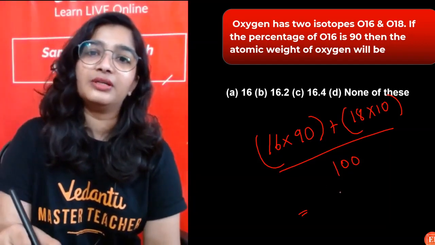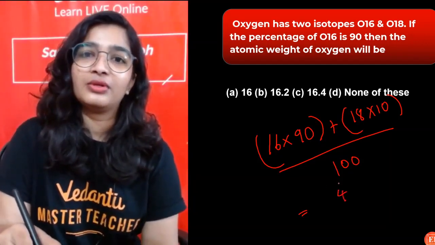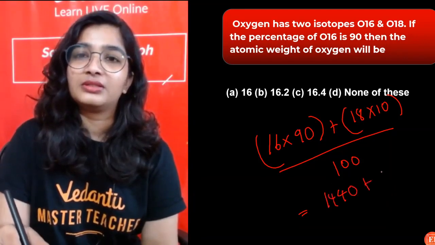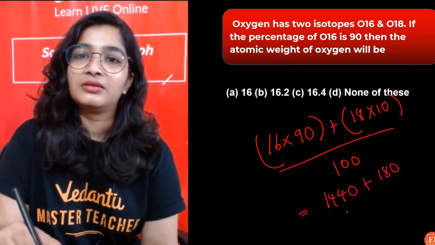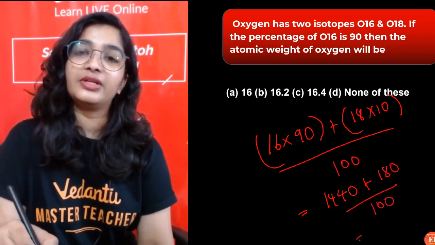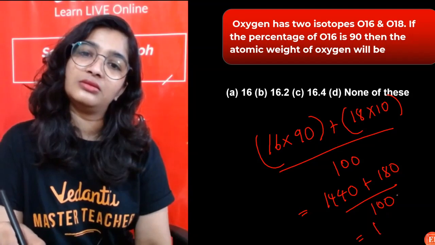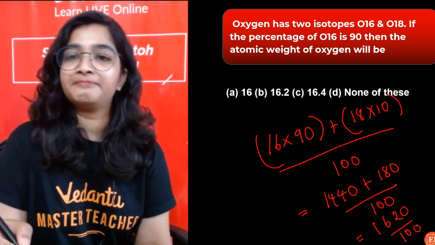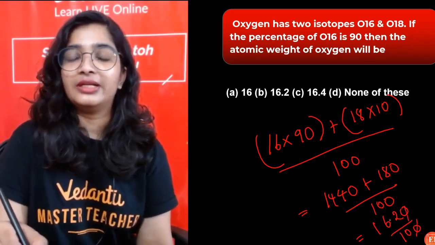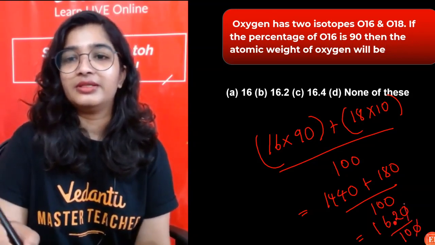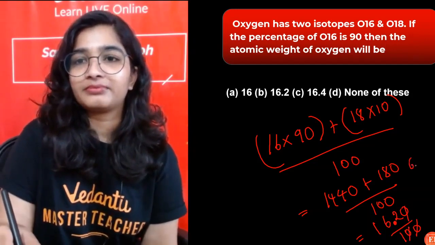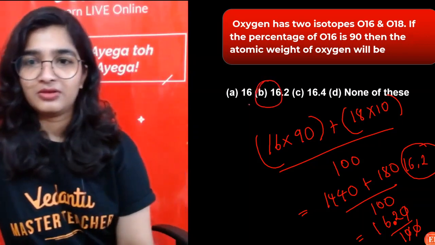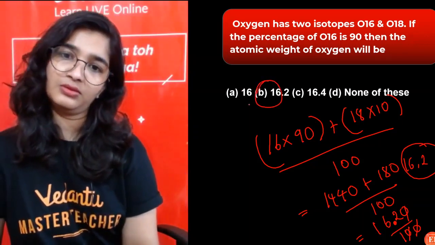Do the math. Let's see. I'll also try doing it. This will be the answer, right? 1620 divided by 100. So 16.2 will be the answer, right? Or did I do something wrong? No?